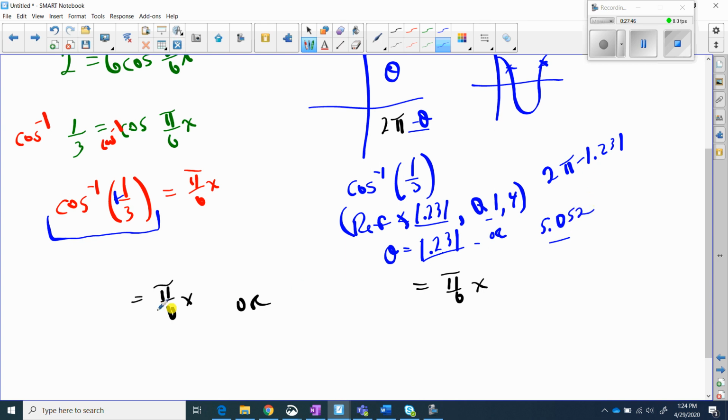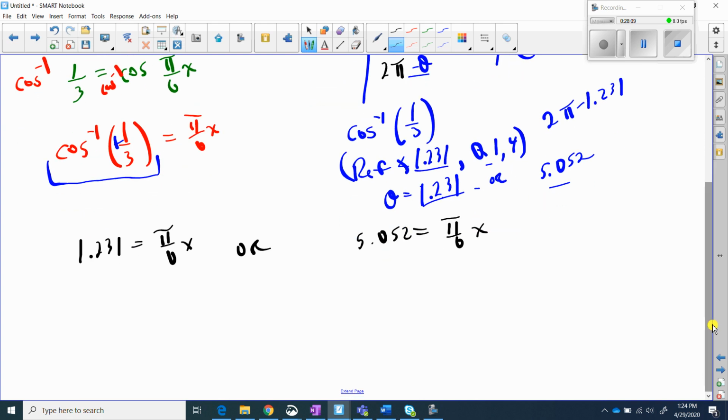5.052. Okay, so let's go over here and put these answers in radians instead of the degree version. 1.231 could be one possible angle in radians, or 5.052 would be another possibility in radians. So now we're going to solve for x. So we're going to multiply by 6.